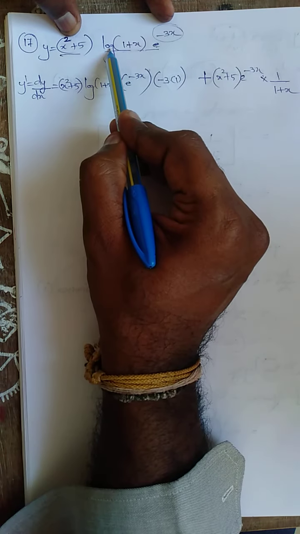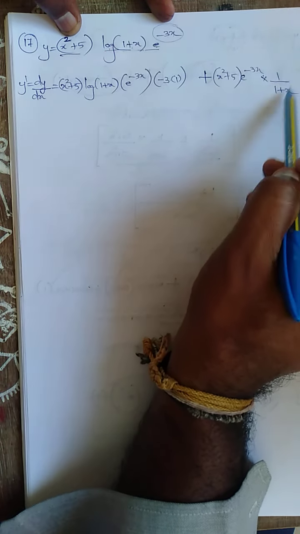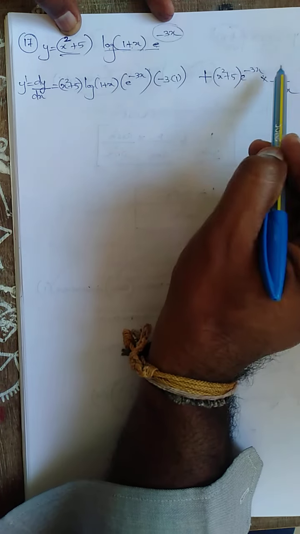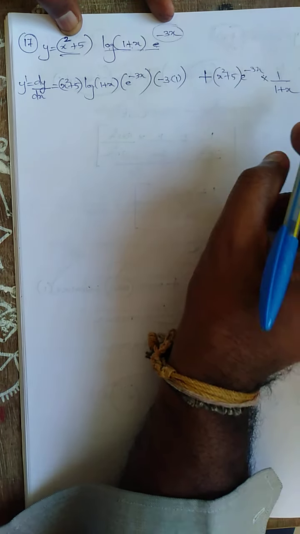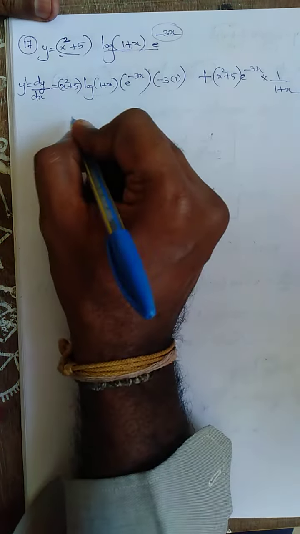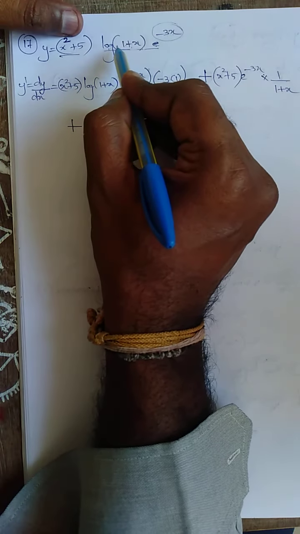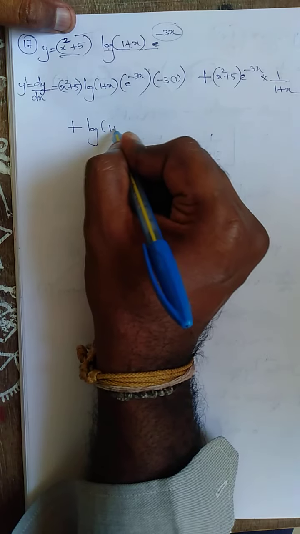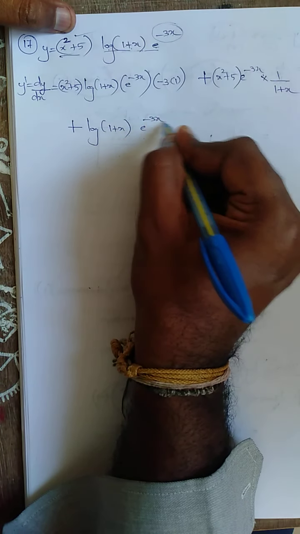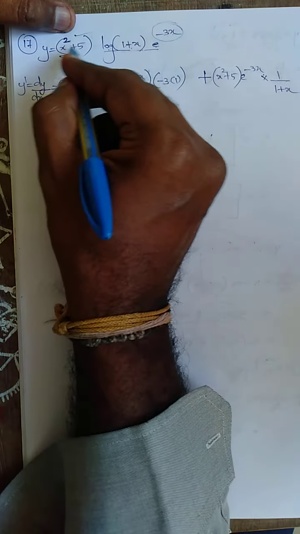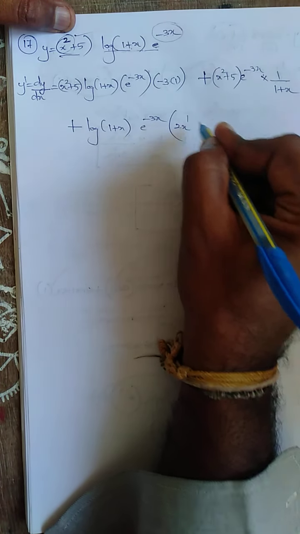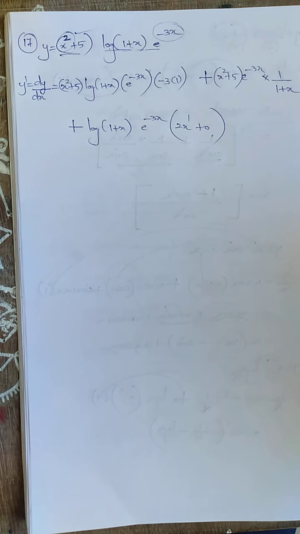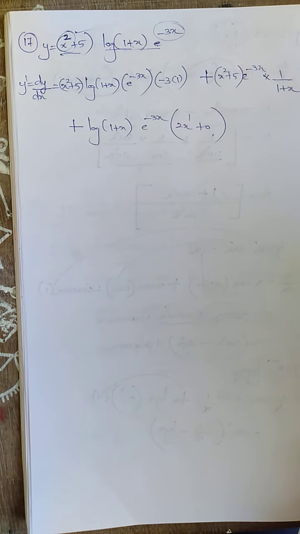That's all. Simply it's over. Next, plus. Now write these both and differentiate this one: log 1 plus x, e power minus 3x, and differentiate x square plus 5. First differentiate x square, bring down the power, 2x power 1. 5 differentiate is 0, constant differentiate is 0. So I have written this one.